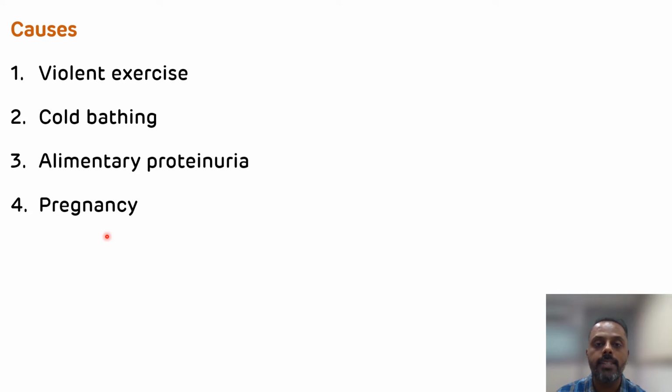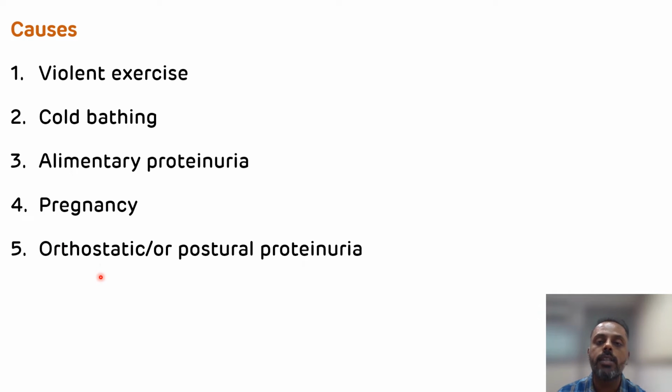Fourth cause is pregnancy. Pregnancy is very commonly associated with functional proteinuria, and the cause of protein excretion in pregnancy is the pressure effect exerted by the gravid uterus on the kidney. The fifth cause is orthostatic or postural proteinuria, which occurs in adolescents around 14 to 15 years of age. In orthostatic postural proteinuria, excretion of protein occurs mainly in the upright position. So these are the causes of functional proteinuria.